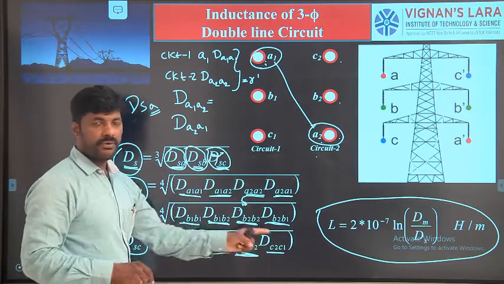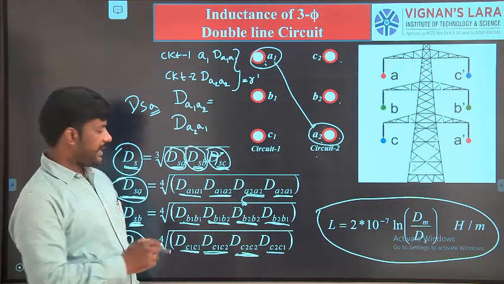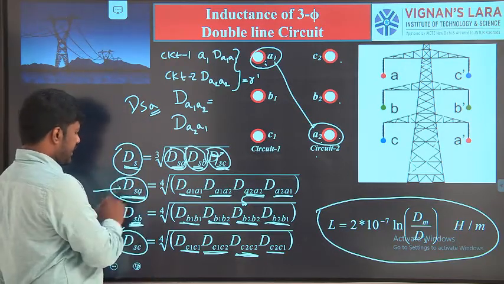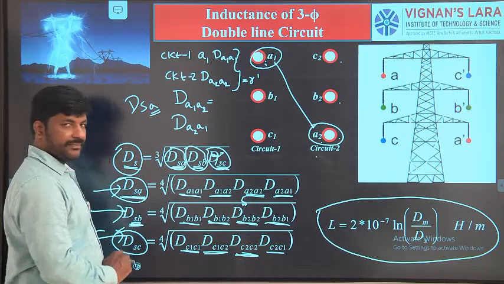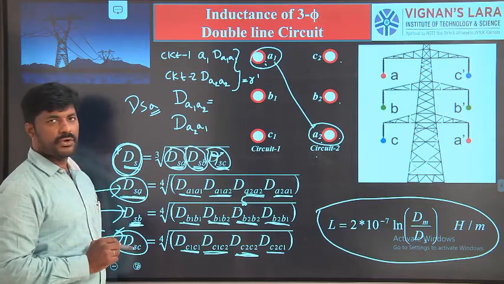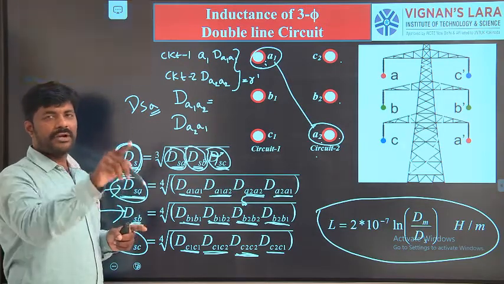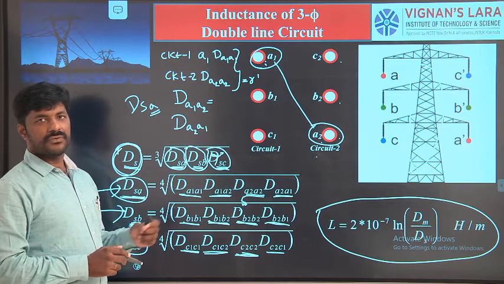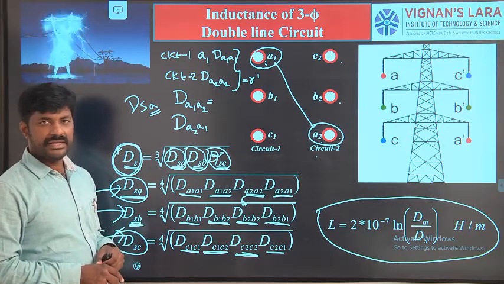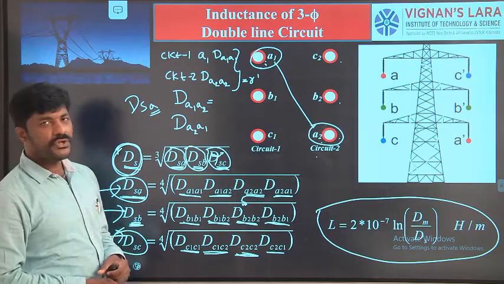Again 4 terms. Product of all those 4 whole to the power 1 by 4 gives us the equivalents of DSA, DSB, DSC. Then overall self GMD is equal to product of all those 3 obtained values whole to the power 1 by 3. So far we discussed about how to calculate self GMD. Next, we have to see mutual GMD.